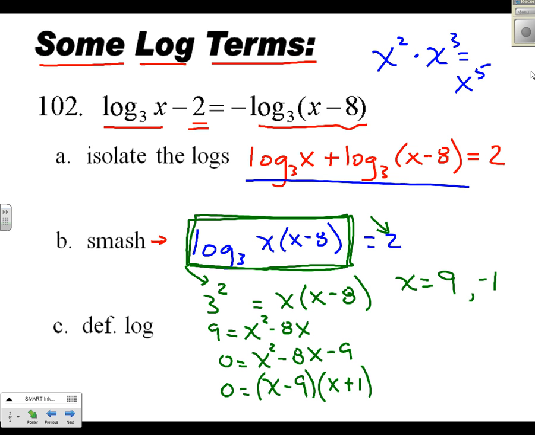Now, the problem is logarithms have some domain restrictions. The arguments on our logarithms up here, this x and x minus 8, have to be bigger than 0. I can't turn 3, using an exponent, into a number that's 0 or less. So x has to be bigger than 0 here, and here x has to be bigger than 8. Otherwise, I've got issues here.